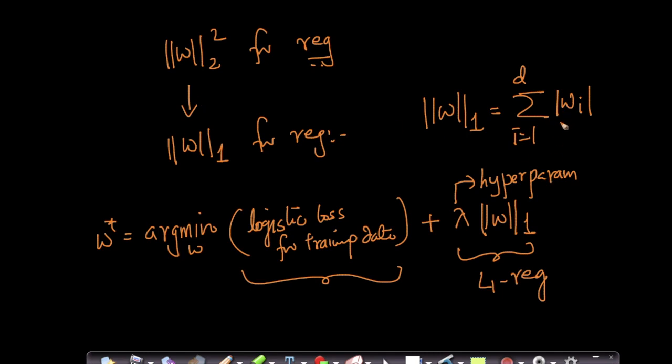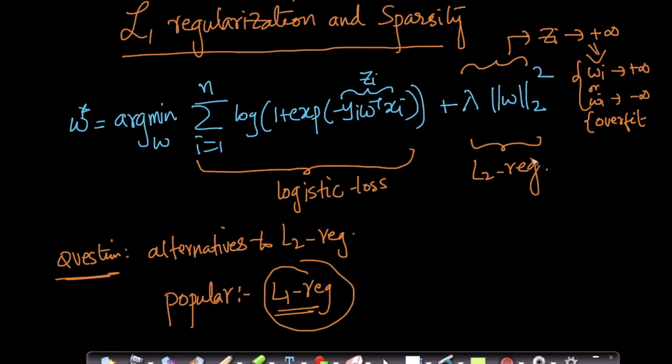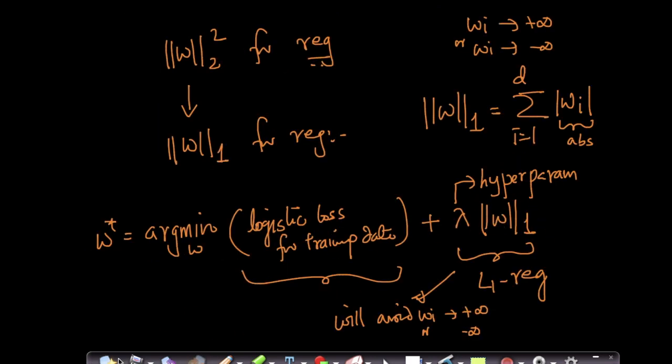You'll notice that since you have the absolute value function here, whether Wi is tending to plus infinity or to minus infinity, the absolute value will always become plus infinity. And since we have it as a regularizer, even the L1 regularizer will avoid Wi going to plus infinity or to minus infinity. It will avoid both of them. It serves the same purpose as your L2 regularizer, but it has one very major advantage.